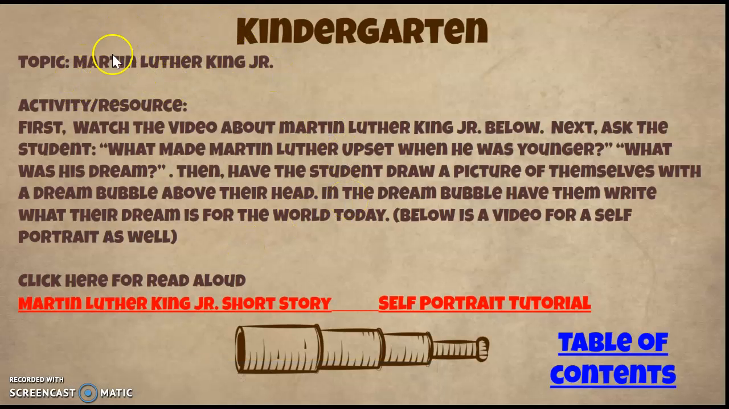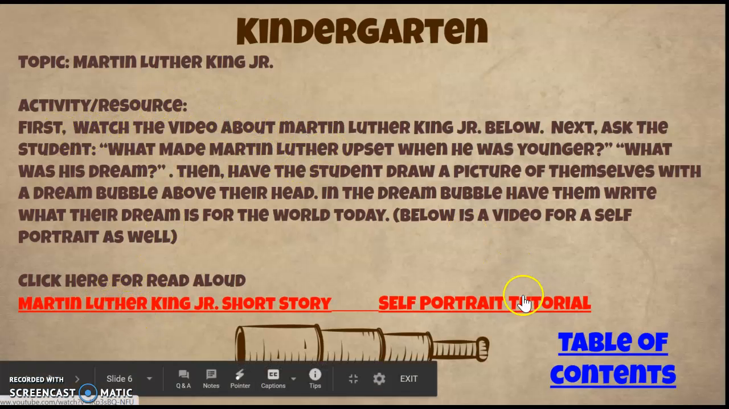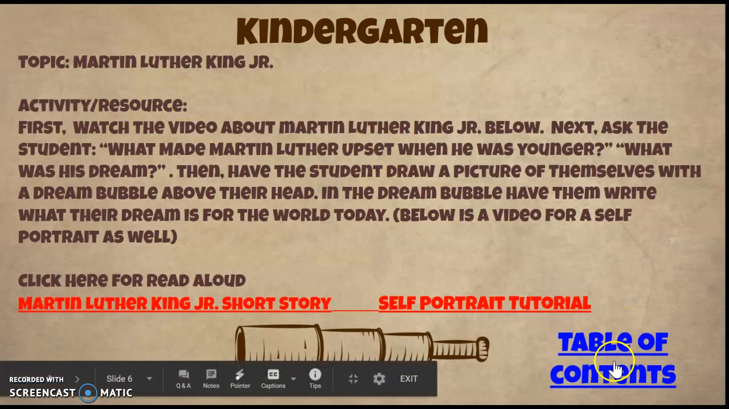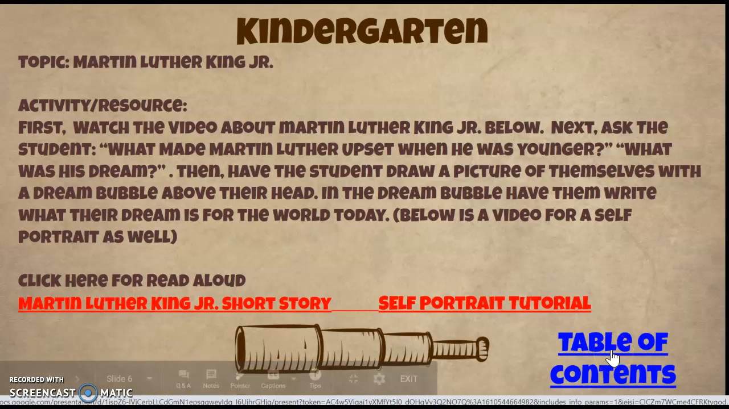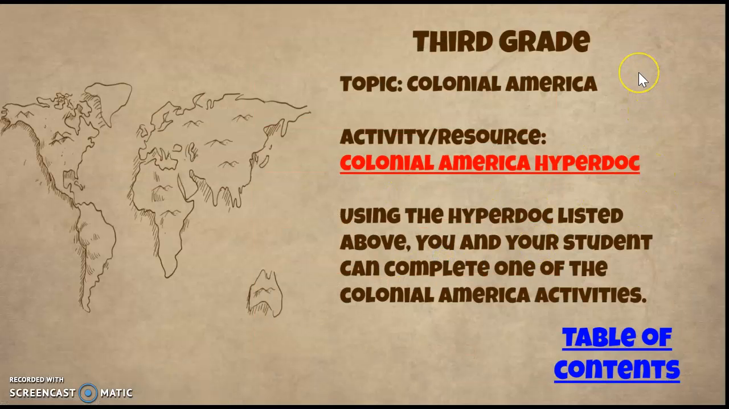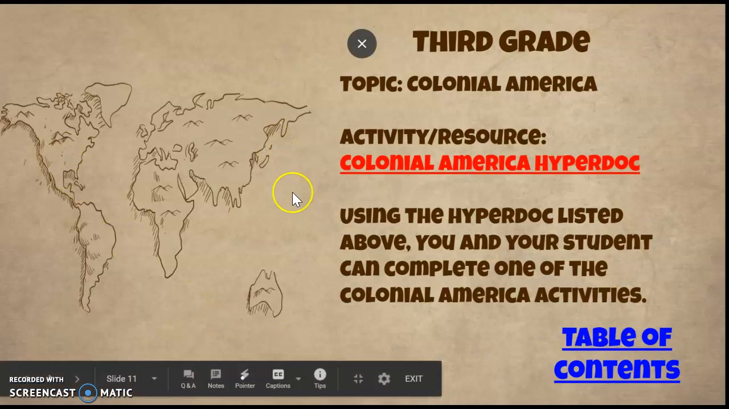Now, kindergarten also has another activity on Martin Luther King Jr. It has a video down here and also a self-portrait tutorial, and it tells you exactly what to do with these resources. So, say I'm finished with my kindergartner and we've had our little time on Martin Luther King Jr. and I want to go back to third grade. I will remember to click this table of contents button at the bottom, and it will take me back to those grade levels. Now I want to go to third grade for my third grader. And so I'll go straight to their page.